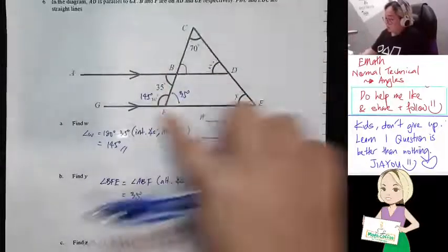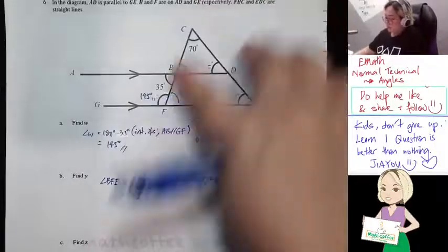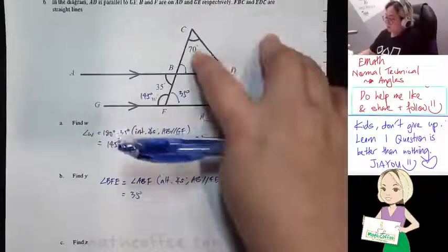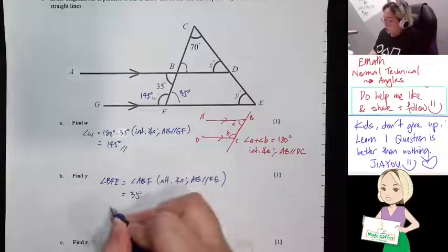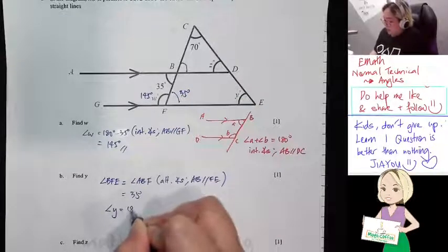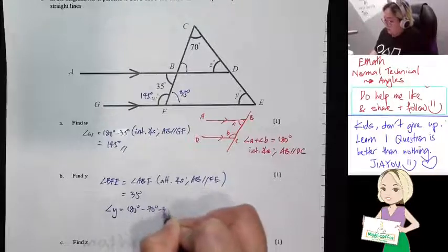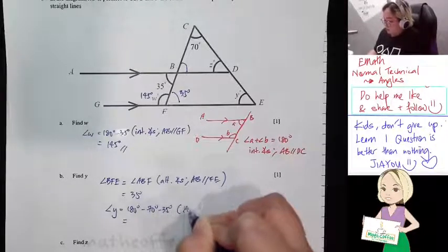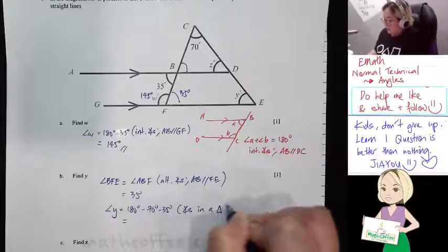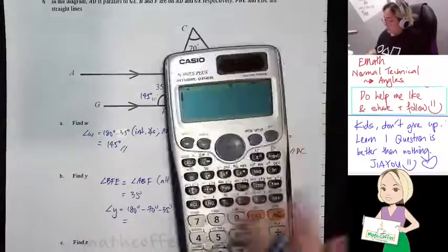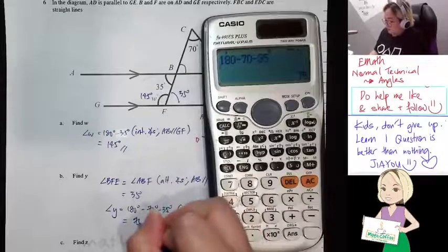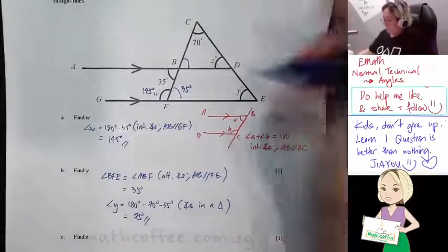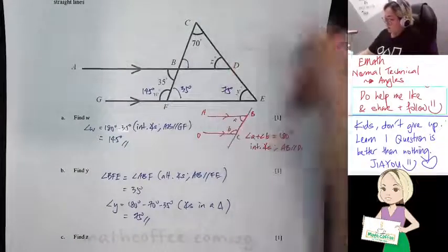Now this big triangle, look at this CFE. Big triangle, 70 plus 35 plus Y also gives me 180. So you will say angle Y is equal to 180 minus 70 minus 35. This one is angles in a triangle. So 180 minus 70 minus 35 is 75 degrees. So we solve our Y. Put in the diagram, this is 75 degrees.